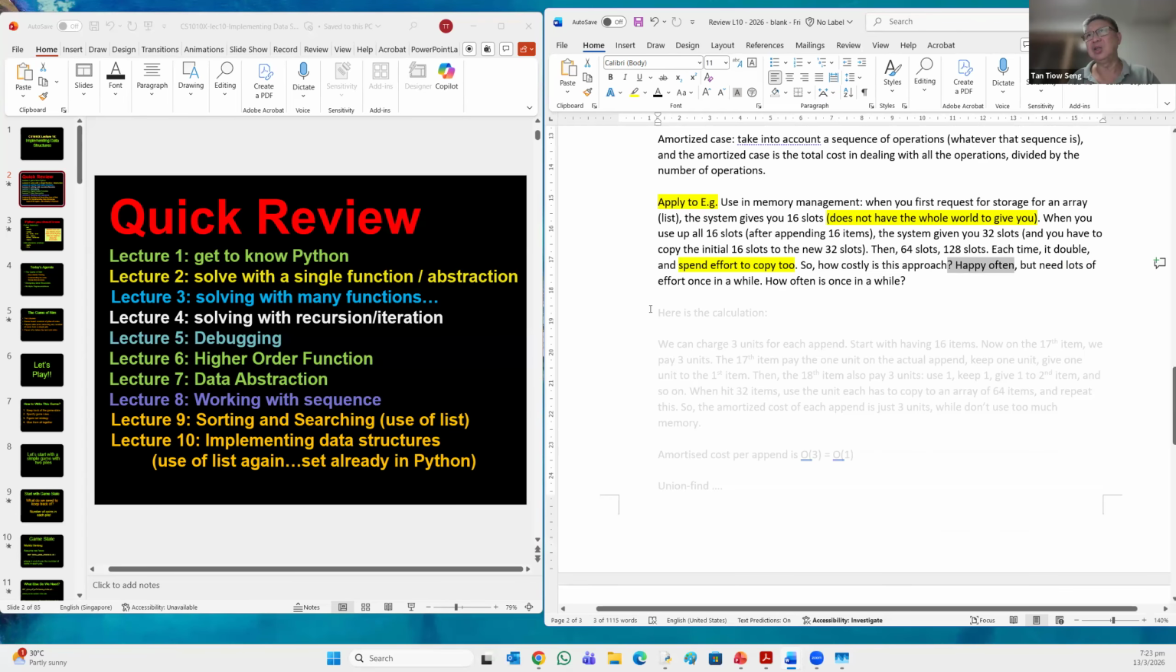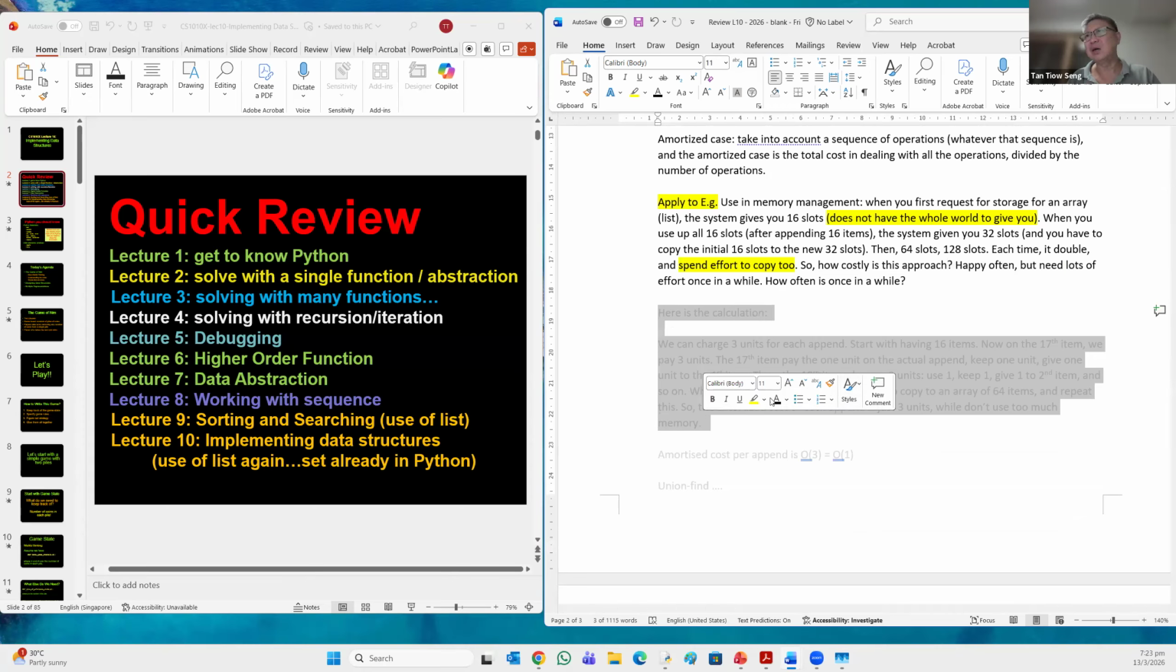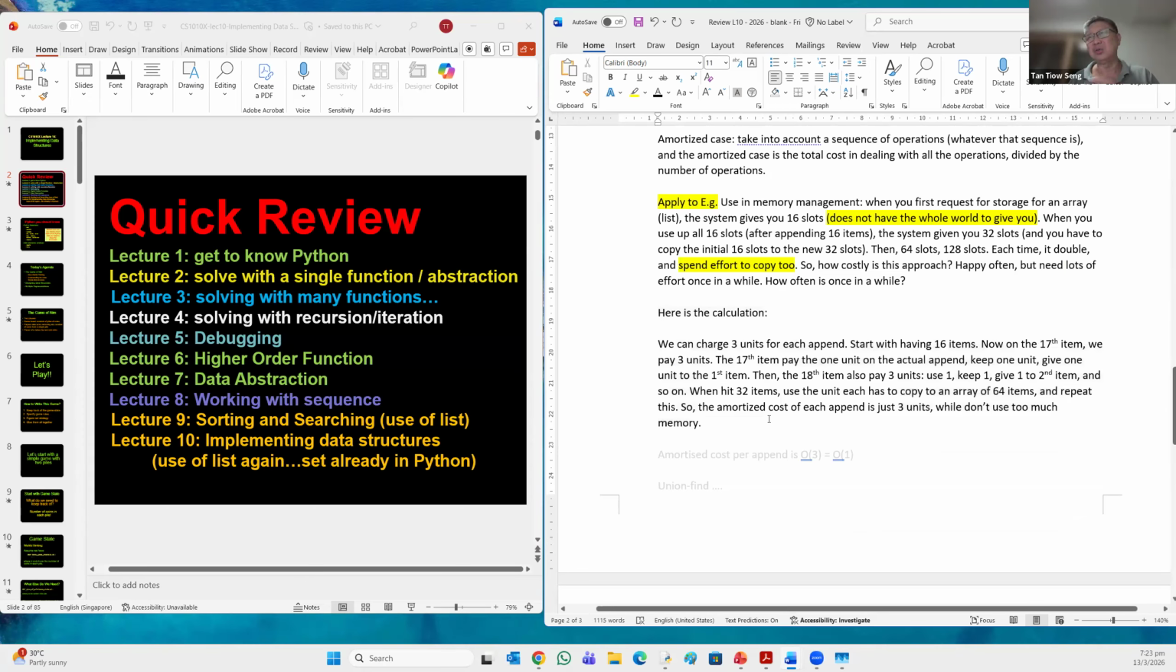Here's the calculation you can apply. The claim is that each append costs you 3 units. So the amortized cost is O of 3, which is O of 1. So instead of paying 1 unit for each append, you're actually paying 3 units. How are these 3 units being used?